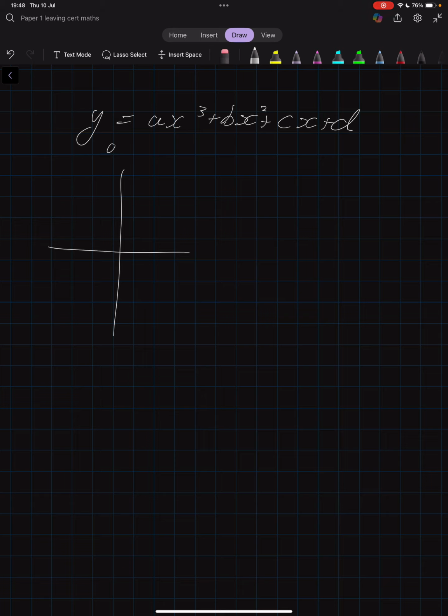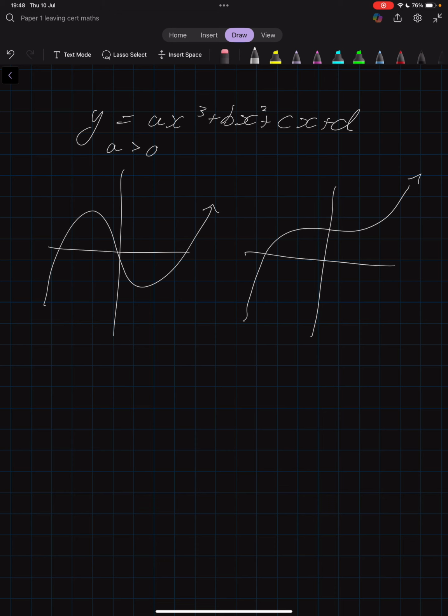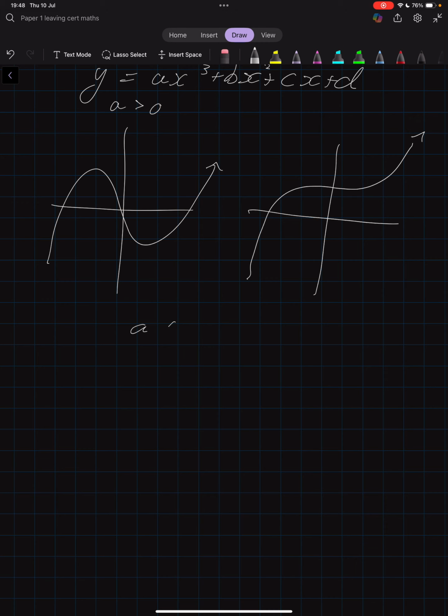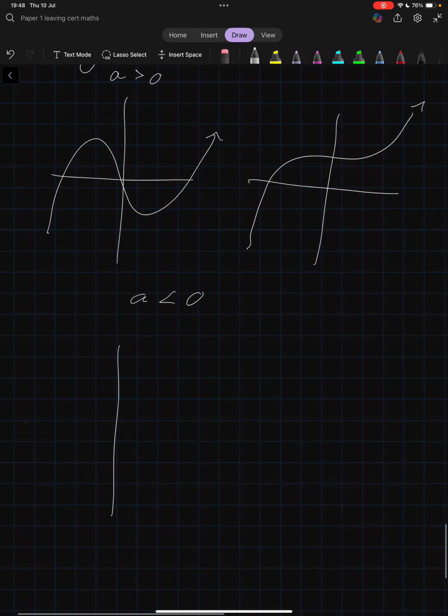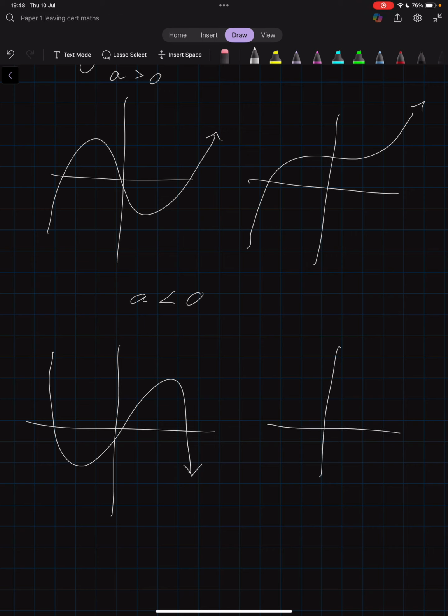So if a is greater than 0, it can either look like this, where the right arm points up, or it'll look something like this. Again, where the right arm points up. If a is less than 0, then it'll just do the opposite, where the right arm will point down, or again, it'll do something like this. Again, where the right arm will point down.